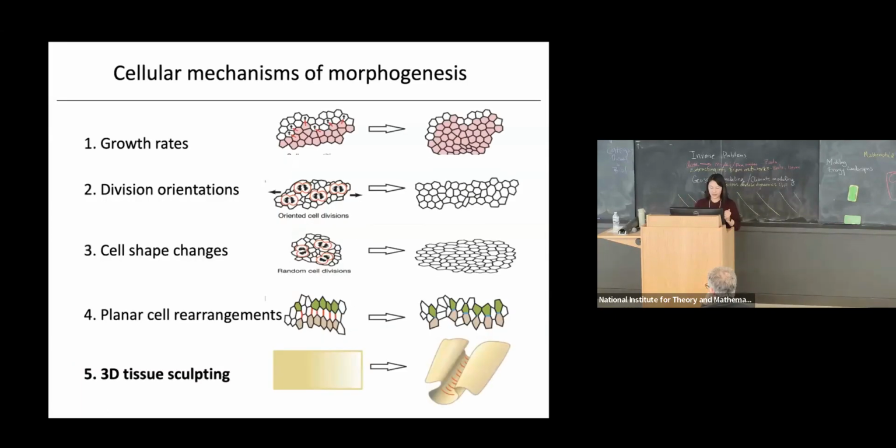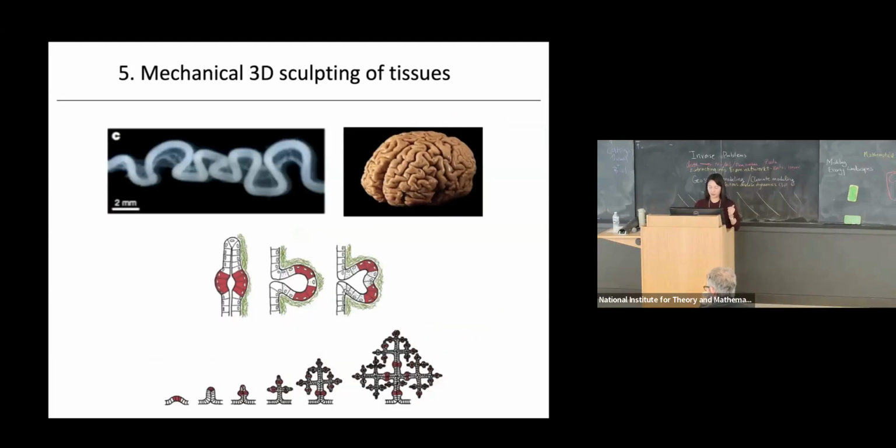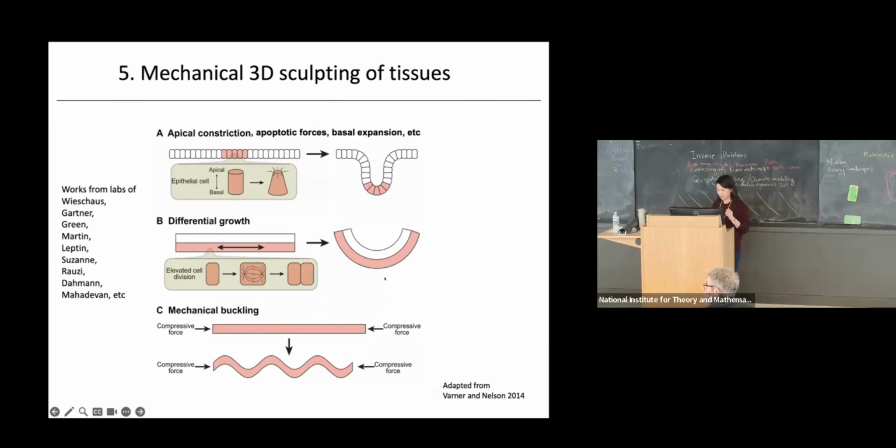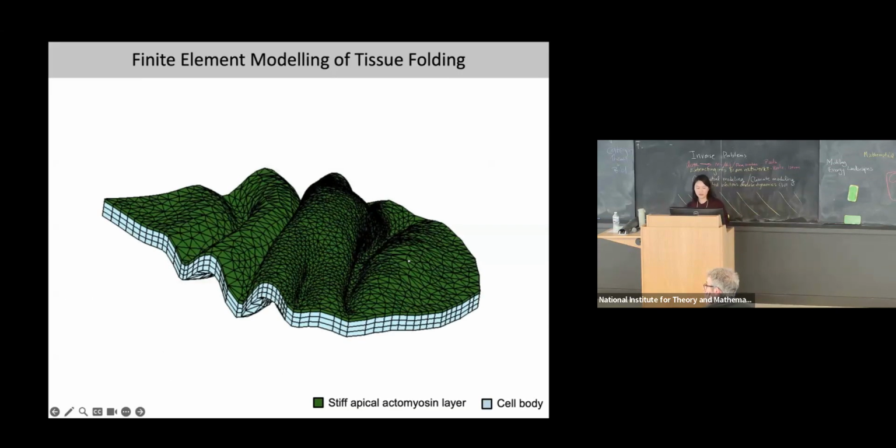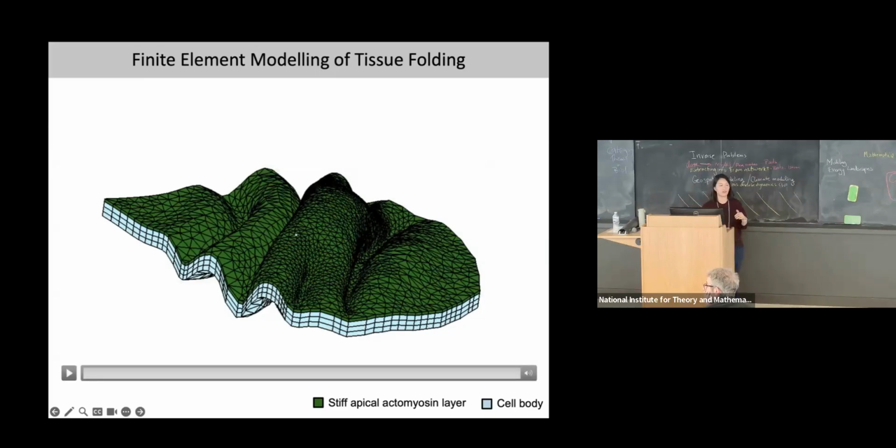Okay. And then lastly, 3D sculpting. So of course, we need to bend our flat sheets into different structures. And in real organisms, there are lots of folded structures. But in fact, every branch starts from an out of plane fold, right? And again, many labs have tried to study this. I won't go into too much detail on the many mechanical models, but there are also different ways to generate folds. So for example, you can have just differential growth rates.